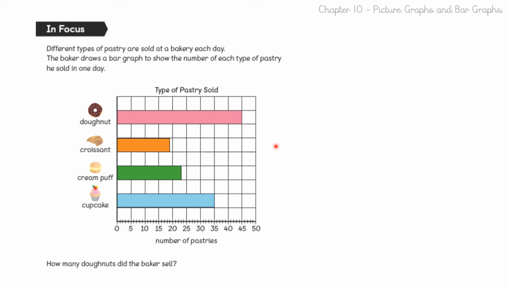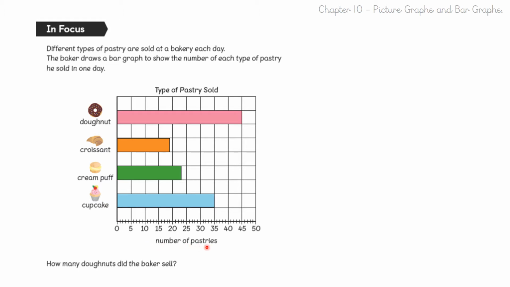What information can we see? Have a look carefully. That's it. We can see that here it says types of pastry sold. Now, how many different types of pastry does he sell? 4. So he sells donuts, croissants, cream puffs and cupcakes. And the scale says number of pastries.